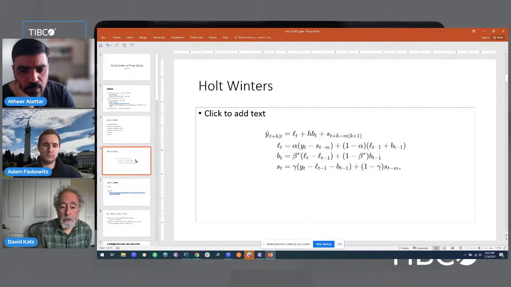This is the recursive equation. I'm not going to go into the math too much, but I think what's interesting about this is you see that it's a recursive type of thing. So at any point, you look at the data up to that point, and then that gives you the information you need to make a forecast for the next point.